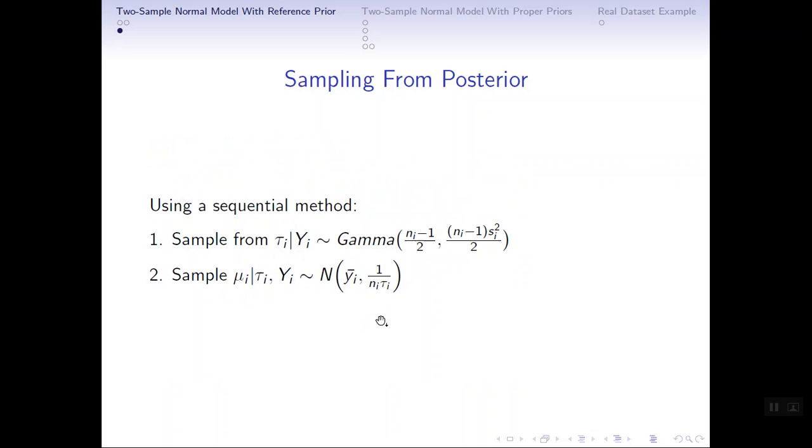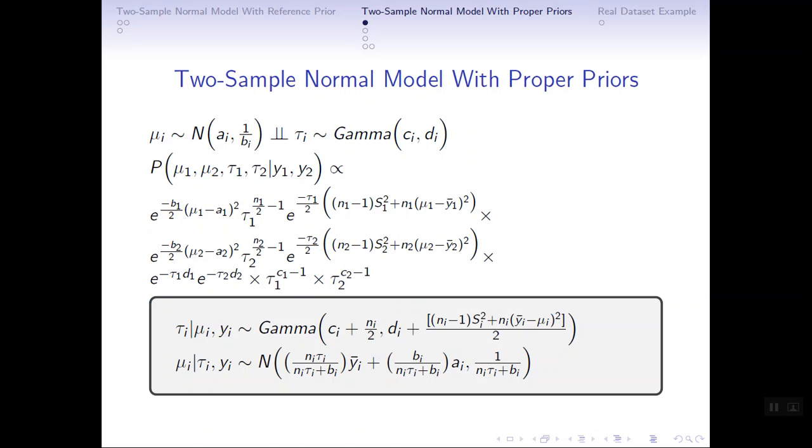Then the conditional of mu given tau in the data follows a normal distribution with y bar and 1 over n tau. To sample from the posterior, we could use the sequential method. We first sample from the marginal of tau that follows the gamma distribution I just discussed, and then the second step would be to sample from the conditional mu given tau in the data, which is the normal distribution I just discussed.